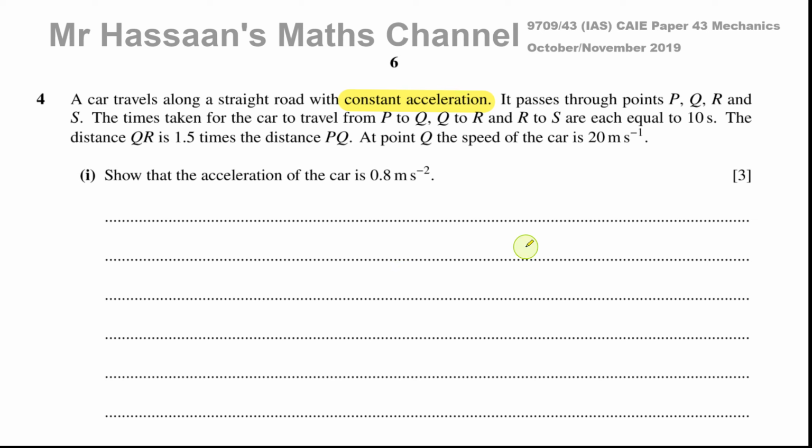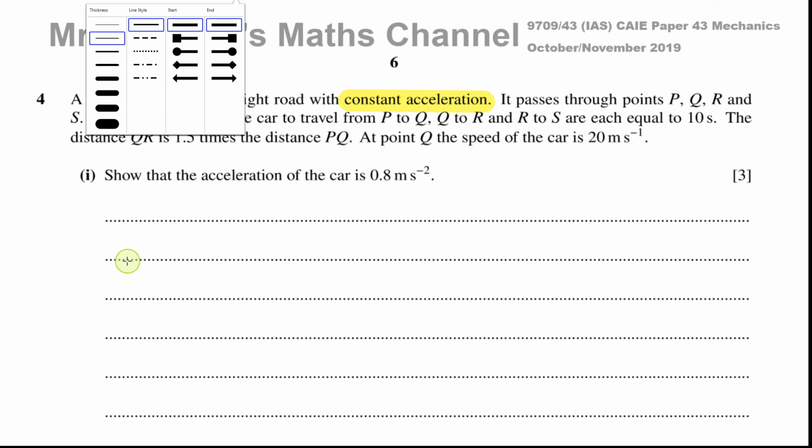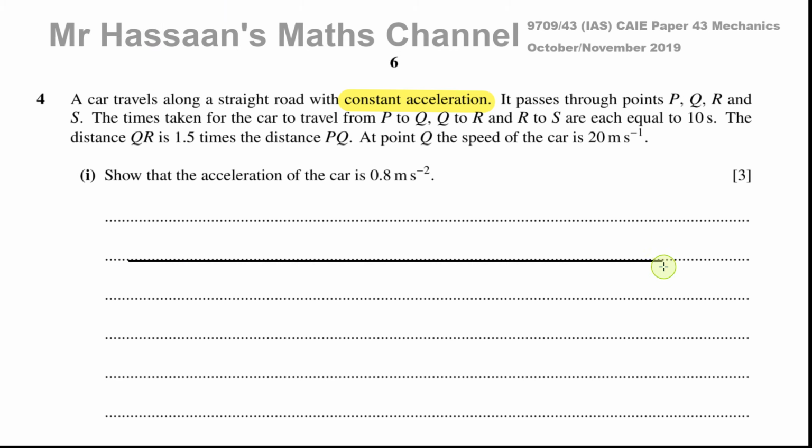Now, as with nearly all mechanics problems, it is almost essential for you to be able to picture and visualize what's happening. And that can be done easily by drawing a clear diagram. So I'm going to draw the straight horizontal road, and mark on it some of the points that we have. So the car travels from P. This is the point P.